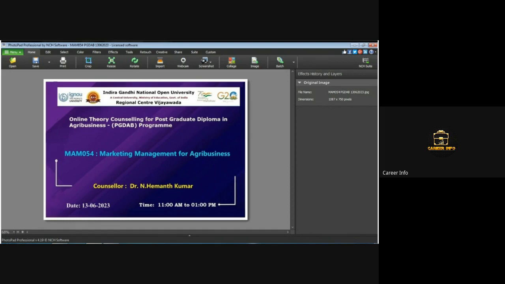This behavioral segmentation is concerned with the various occasions for which the consumer buys a particular product. For different reasons, we purchase different products.